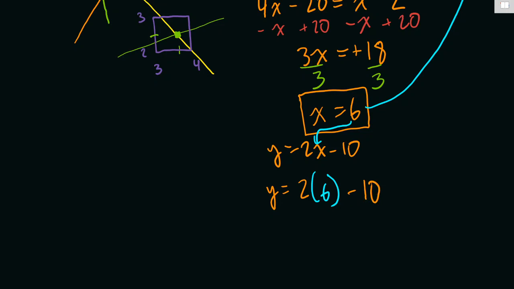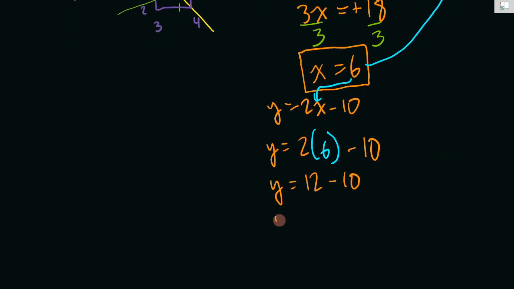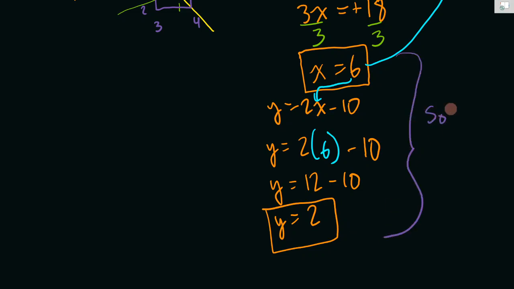And this we just multiply out. 2 times 6 is 12 minus 10. Hopefully you don't need a calculator for 12 minus 10 to get 2. So there is the y value of your solution. Oh, conveniently, we actually got an integer solution. So our solution is x comma y, 6 comma 2.